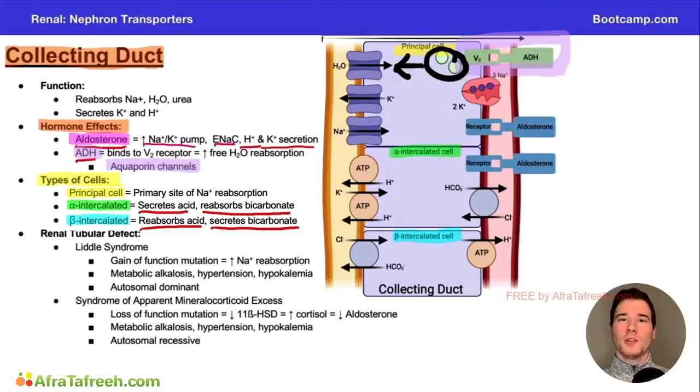Aquaporin channels are also called water channels, and essentially what they do is they make it easier for water to pass through the cell. Our body is going to reabsorb and hold on to that water much more easily than if we didn't have these transporters or these channels available.